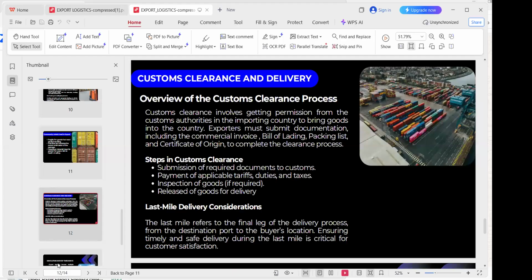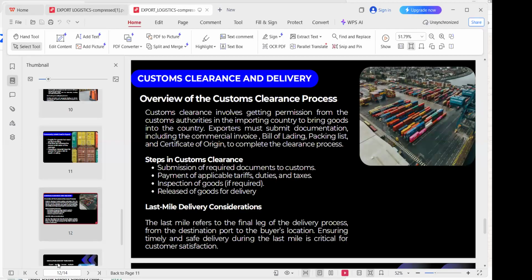Steps in customs clearance. The steps you take in customs clearance. One, you have to submit the required documents to customs, just as I have listed above: the invoice, the bill of lading, packing list, certificate of origin. Two, we have payment of applicable tariffs, duties and taxes. If there's anything to pay, you have to pay them. And three, inspection of goods if required. And four, release of goods for delivery. These are the steps in customs clearance.